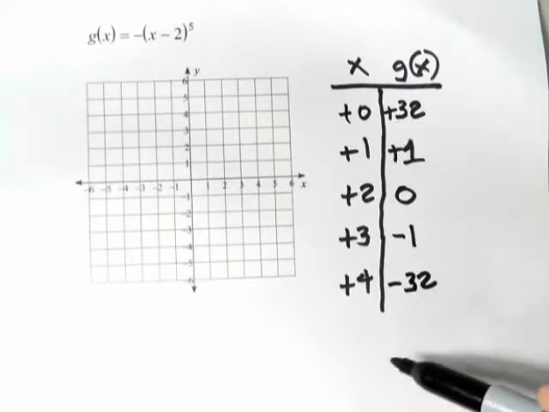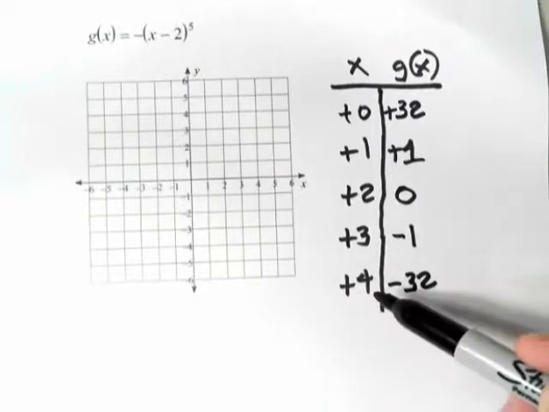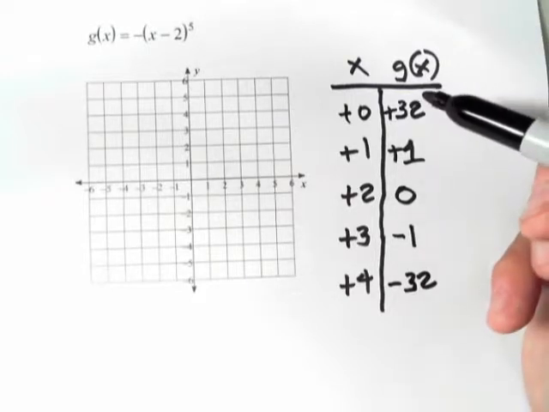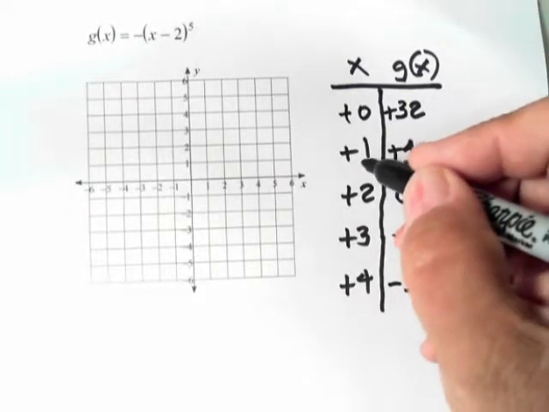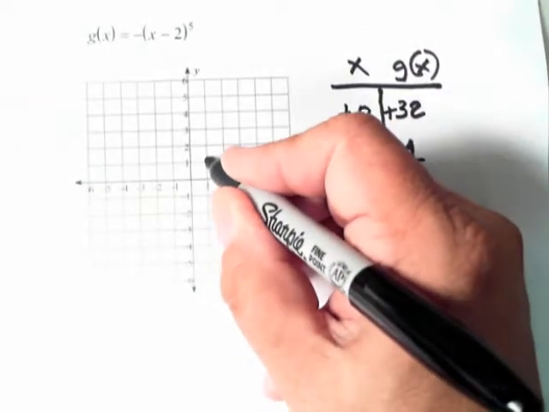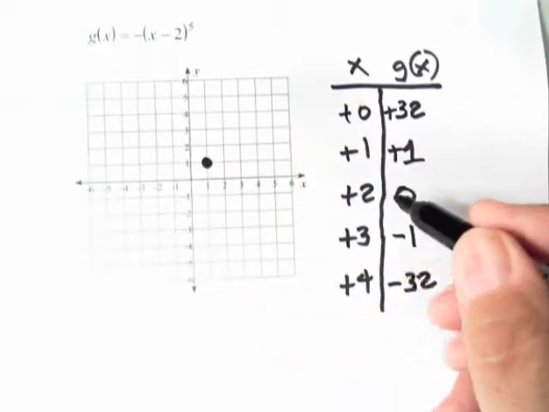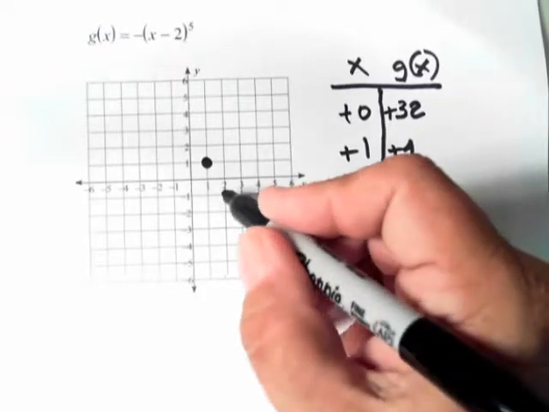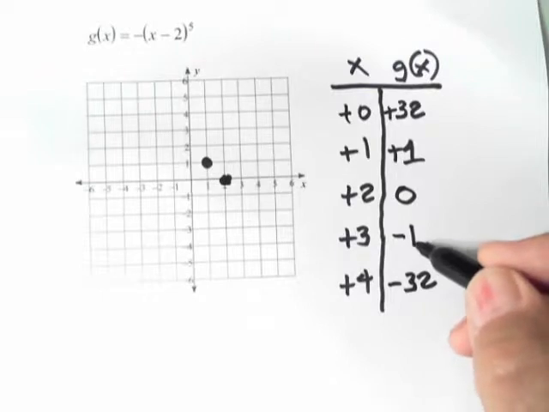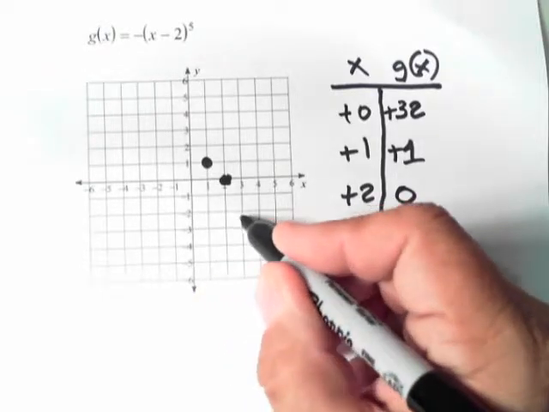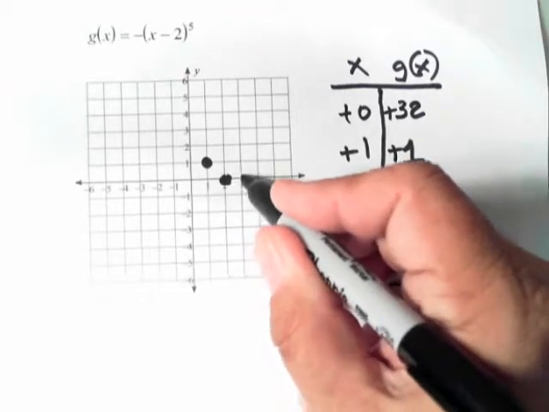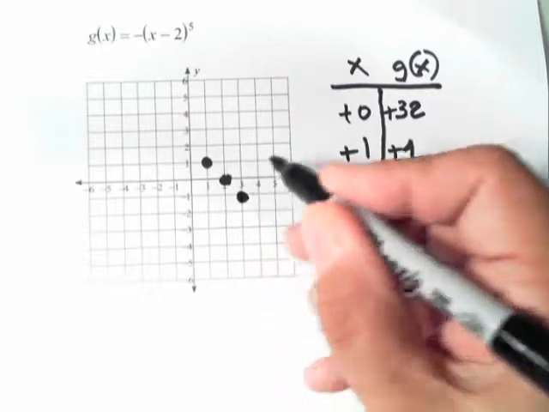So the first and last values we have here, way off our graph here. We're going to have to go basically with the guys in between here. So here we go. X equals plus 1, y equals plus 1. X equals plus 2, y equals 0. And x equals 3, y equals negative 1. So 1, 2, 3, negative 1 right here.